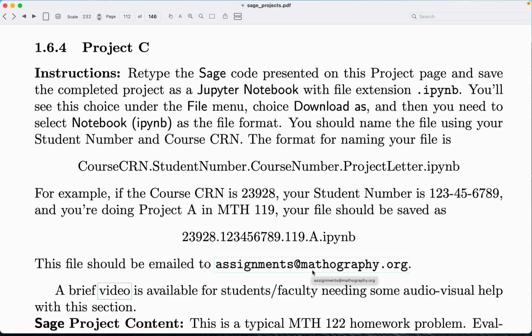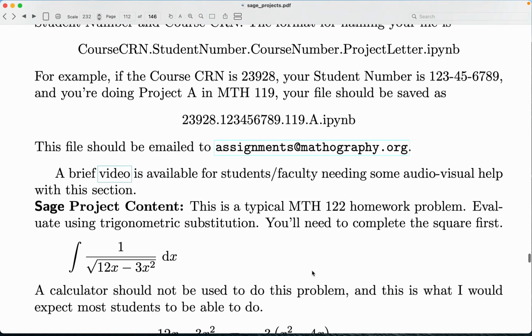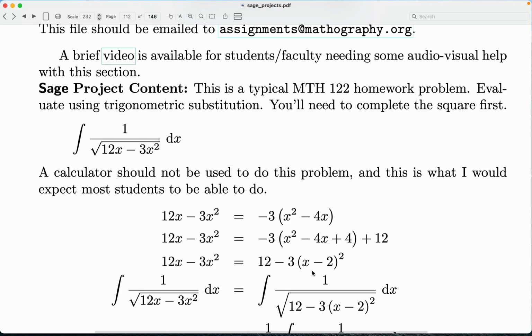Okay, we're on Project C, Math 122. The expectation at this point is you know how to launch Sage, you know how to run a Jupyter notebook, and you know how to run it by the terminal. I'm going to be doing this by terminal though. All right, so this is a Sage project.